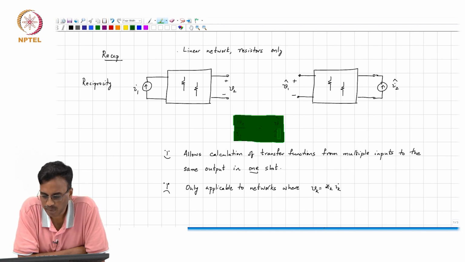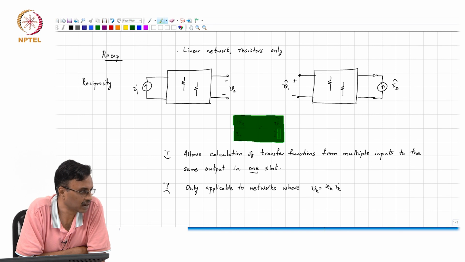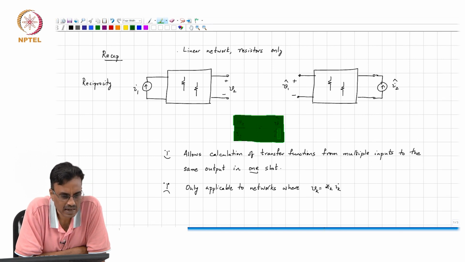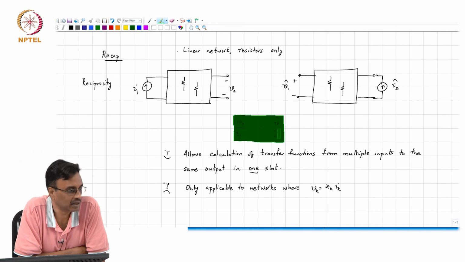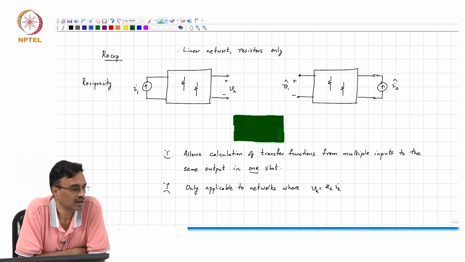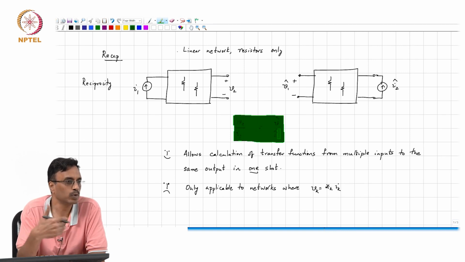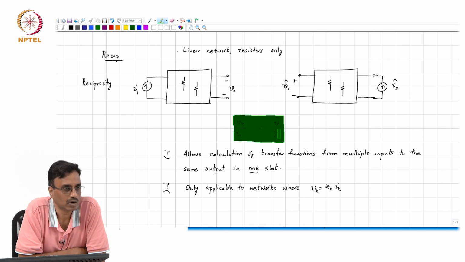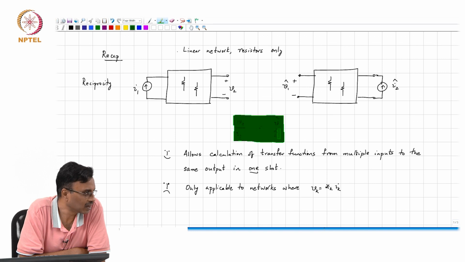Many times, and you will appreciate this particularly when we start doing noise calculations, it turns out that you are interested in transfer functions from multiple inputs to the same output. The simple minded way of solving such a problem, the first instinct as many of you pointed out in the last class, would be to use network analysis to find the transfer functions from one source to the output one at a time using superposition, correct? It turns out, as we again discussed in the last class, that there is a cleverer way of doing this.